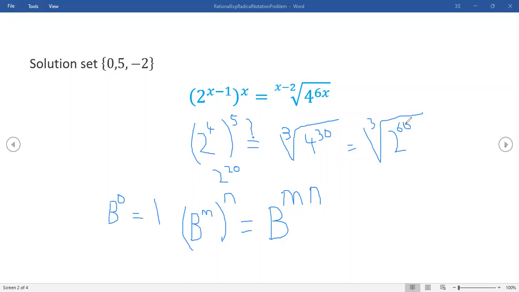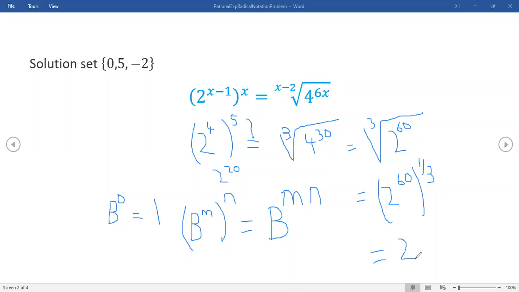Alrighty? But remember, what does this mean? This really means 2 to the 60th raised to the 1/3 power, all right? Quite a few rules of exponents here. These are rational exponents. But remember, if you multiply 60 by 1/3, that's the same as dividing 3 into 60. And so you get 2 to the 20th.